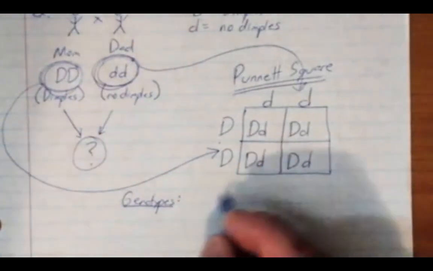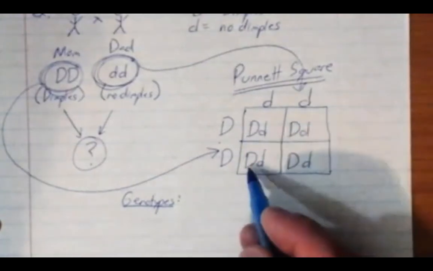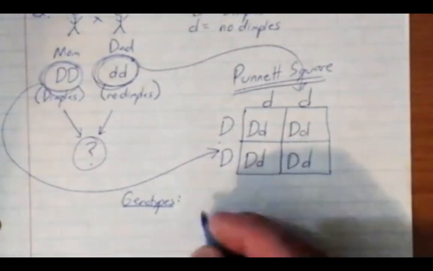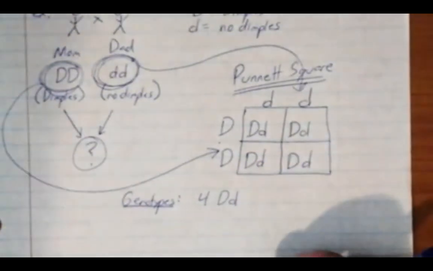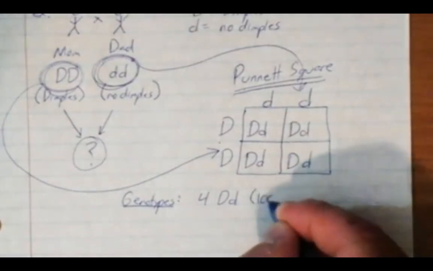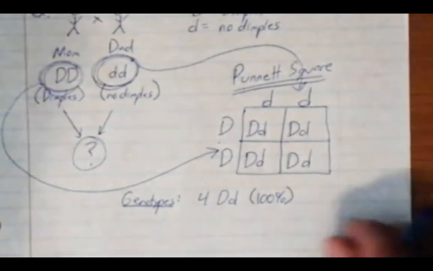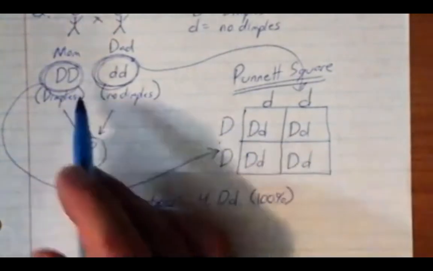Well, there's 4 boxes. All 4 boxes are the exact same thing: capital D, lowercase d, capital D, lowercase d, capital D, lowercase d, capital D, lowercase d. So I have 4 capital D lowercase d. Okay? And that is 100% chance that the child is going to be capital D lowercase d for this situation.